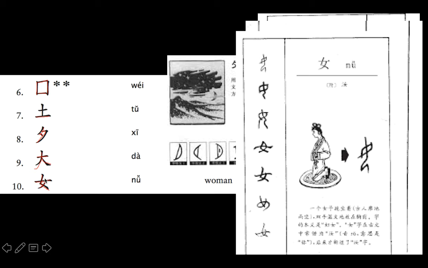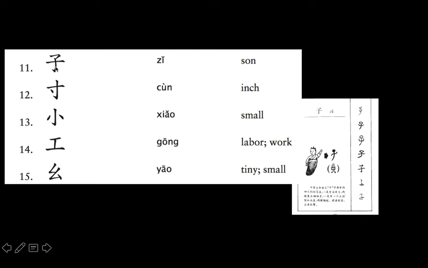Okay. Group 3. Zi, Cun, Xiao, Gong, Yao. Zi, Heng, Zhe, Shu, Gou, Heng, Heng, Shu, Gou, Dian, Xiao, Shu, Gou, Dian, Gong, Heng, Shu, Heng, Yao, Pie, Heng, Pie, Heng, Dian. How? Let's talk about the story behind those characters. Number one, Zi.